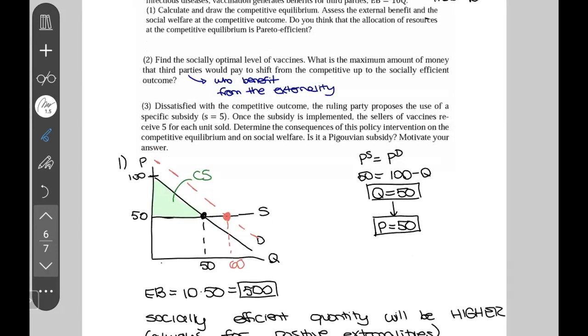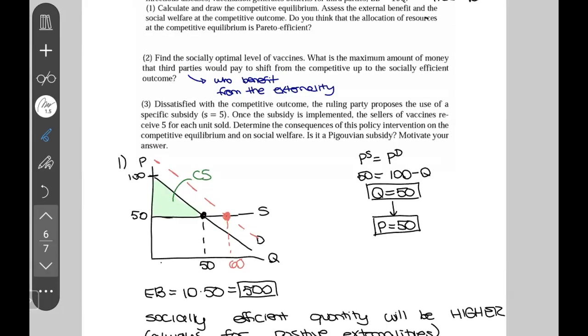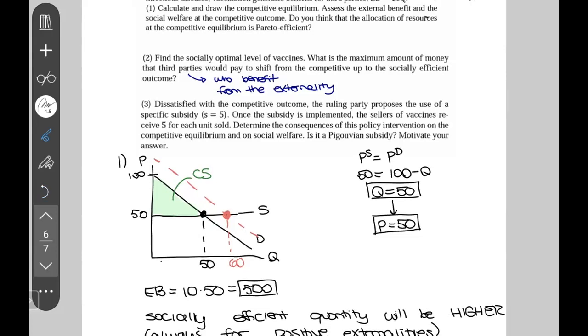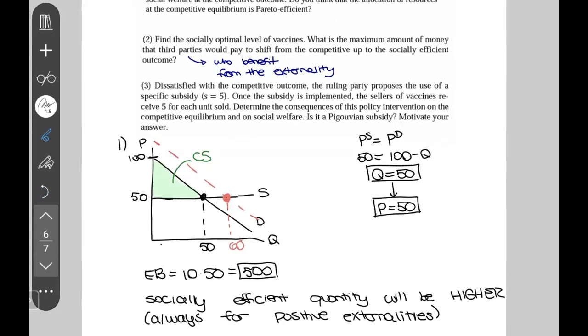So now we're saying we're dissatisfied with the competitive outcome. The competitive outcome is just referring to the original equilibrium with no subsidy or taxes or anything. And now we have a specific subsidy of €5. So the sellers are going to get €5 more for each unit sold.